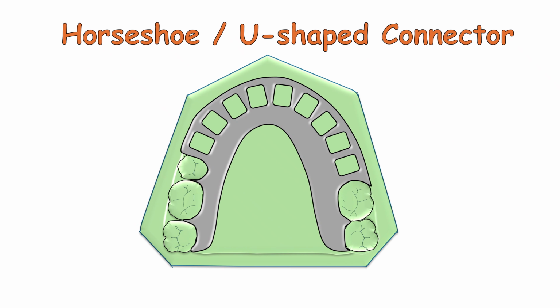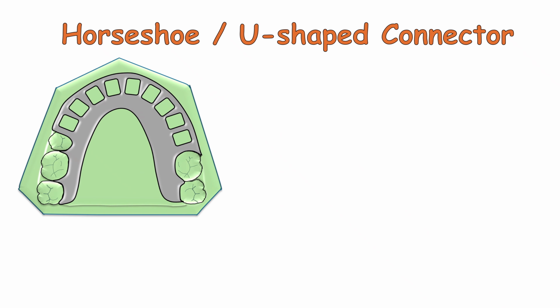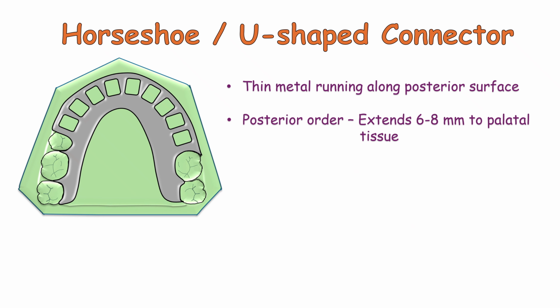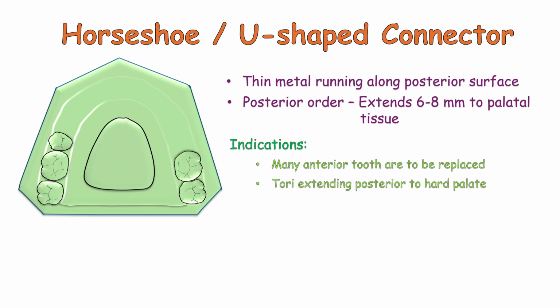Next is the horseshoe or U-shaped connector. In the horseshoe-shaped major connector, a thin metal running along the posterior surface is seen. In the posterior border, it extends 6 to 8 mm onto palatal tissue. It is indicated in cases where many anterior teeth are to be replaced, in cases where there is inoperable tori extending posterior to the hard palate, and in cases where there is excessive overlap of anterior teeth.